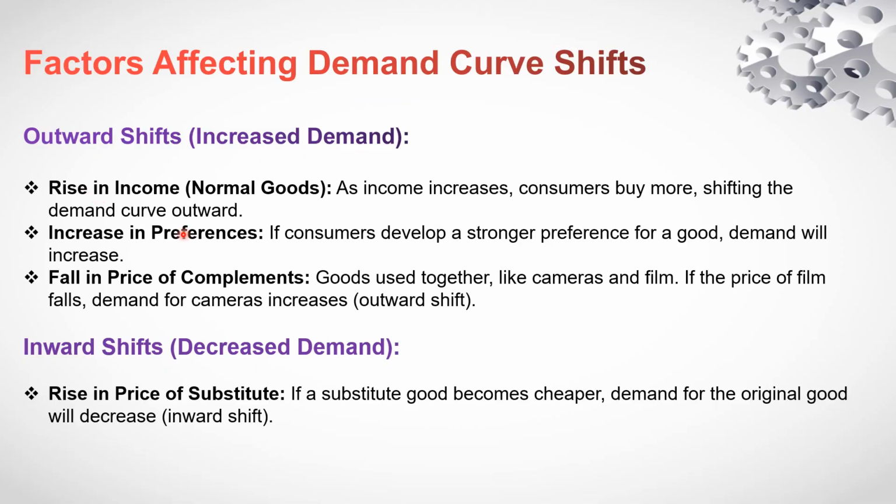Factors affecting demand curve shift. Outward shift increases demand: rise in income, normal goods. As the income increases, consumers buy more. A shift in the demand curve happens. Increase in preferences: if a consumer develops a stronger preference for a good, demand will increase. Fall in the price of complement goods, used together, like cameras and films. If the price of the film falls, the demand for cameras will increase automatically.